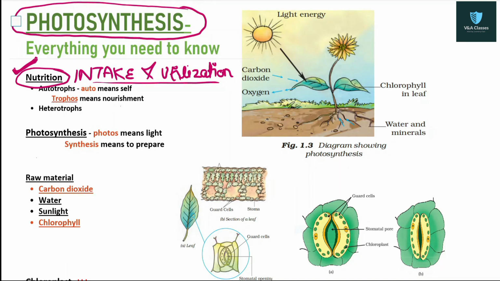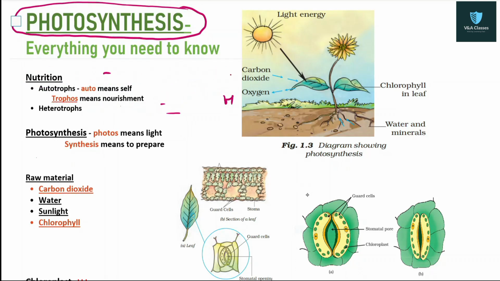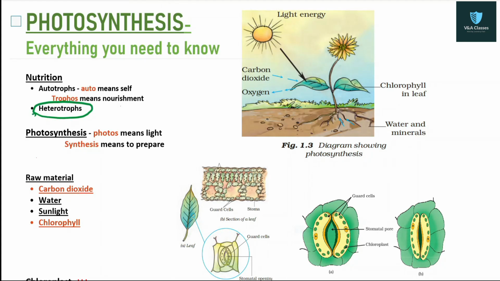And principally nutrition is of two types, autotrophic and heterotrophic. So what is the meaning of autotrophic? If we split this word into two, auto means self and trophos means nourishment. So all those organisms which make their food for themselves are called autotrophs, and the mode of nutrition which is used by them is called autotrophic nutrition. Whereas those organisms which are dependent upon the autotrophs directly or indirectly for their food are termed as heterotrophs.